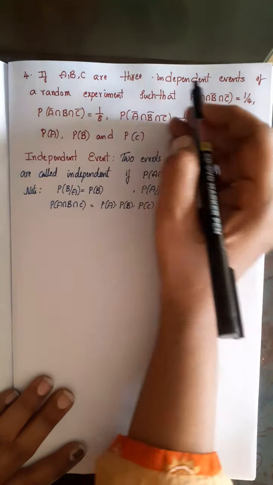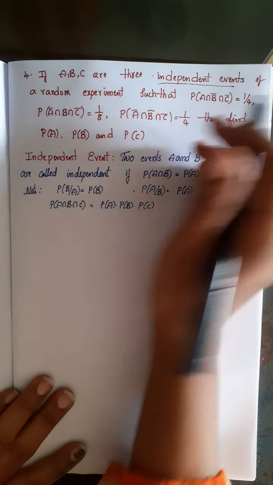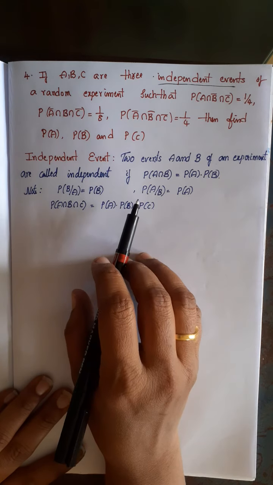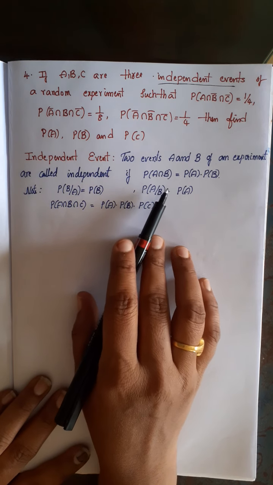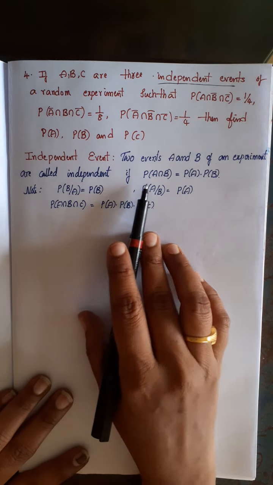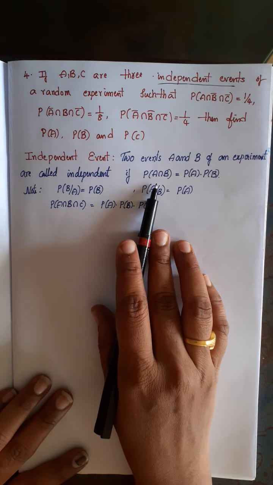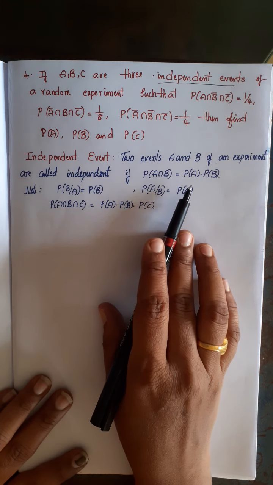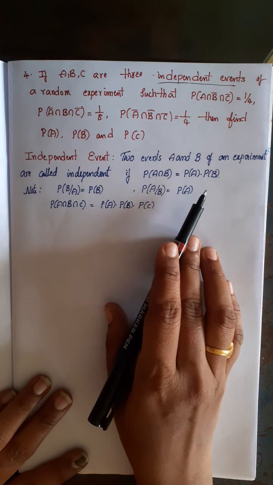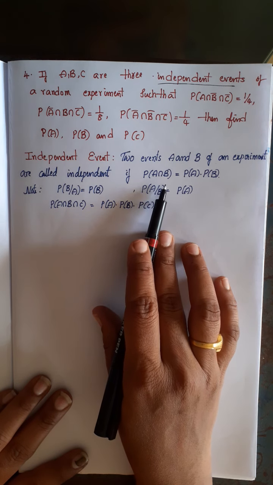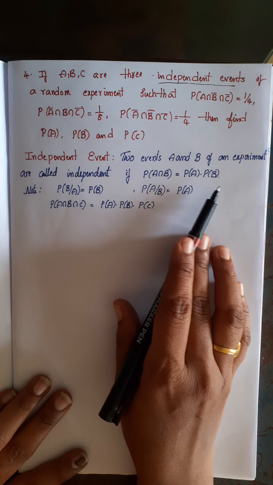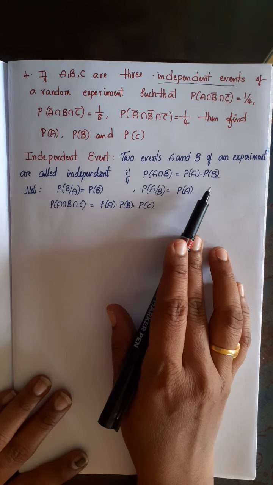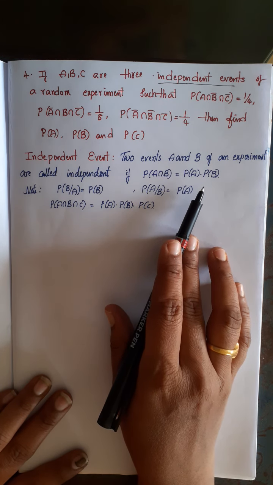Okay, here the term is independent events. Events are said to be independent if and only if the probability of A intersection B is equal to probability of A into probability of B. Means whenever you have A intersection B, if they are independent, you can directly write P of A into P of B. This is the definition of independent events.